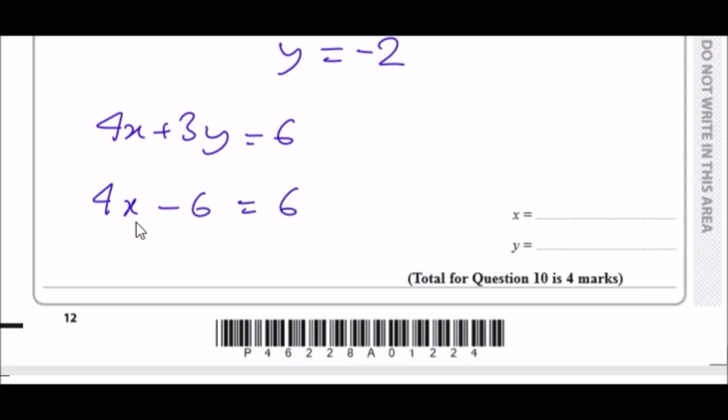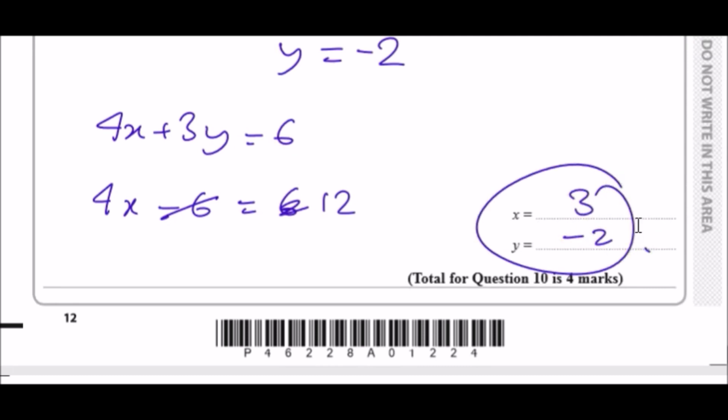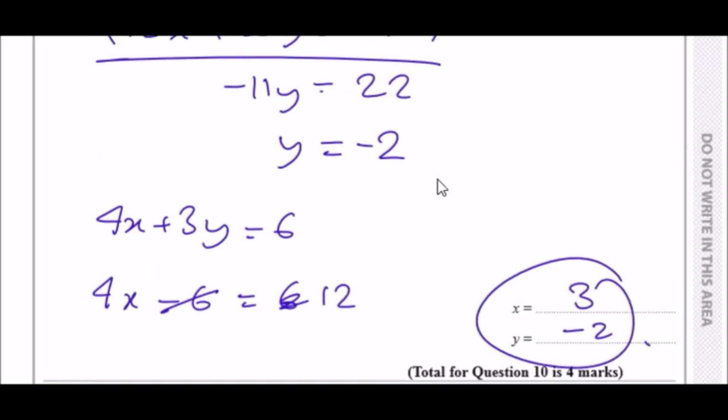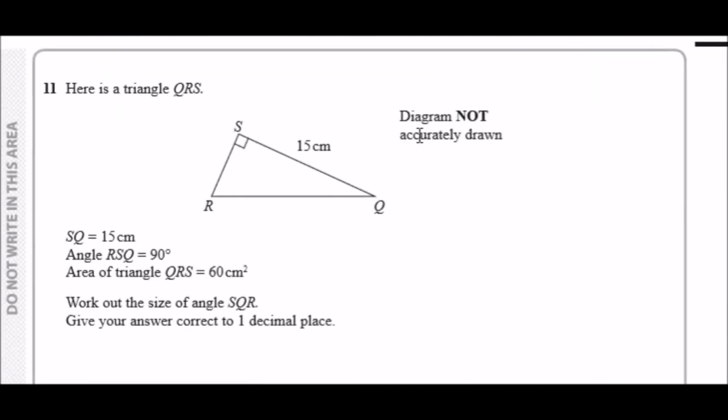So make x the subject. Add 6 on both sides, so this cancels out and this becomes 12. So 4x equals 12. Then dividing by 4, you get x equals 3. Of course, y is -2. Yeah, so I hope this helped, and let's move on to the next one.